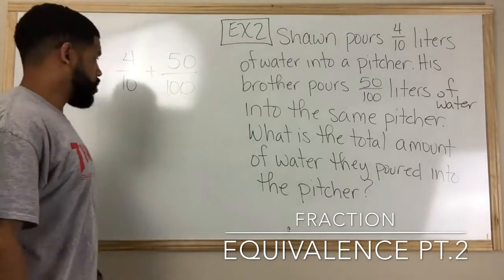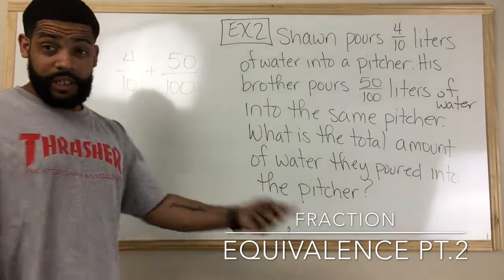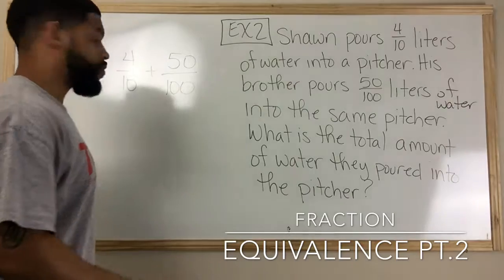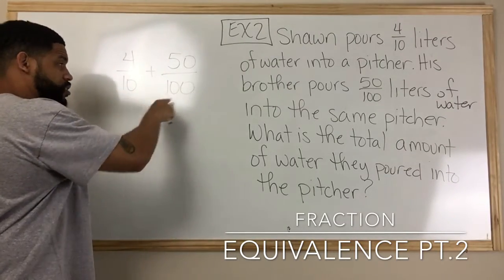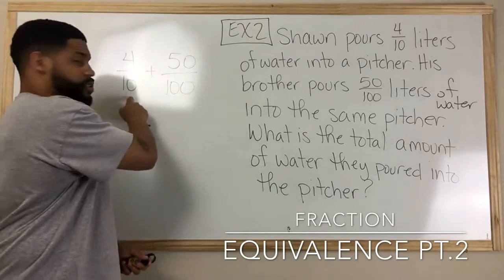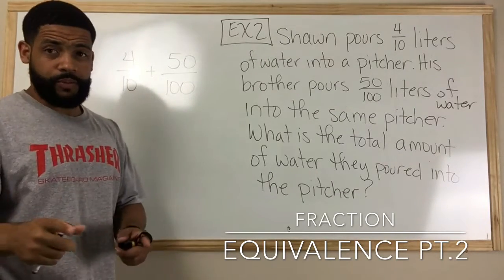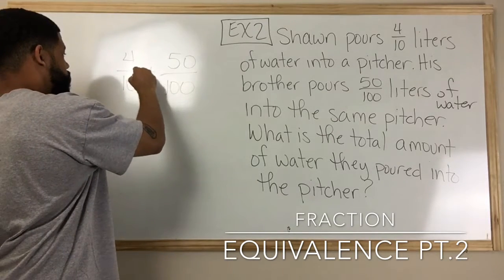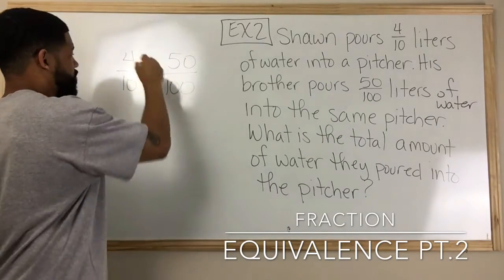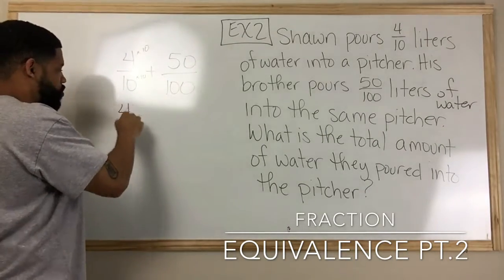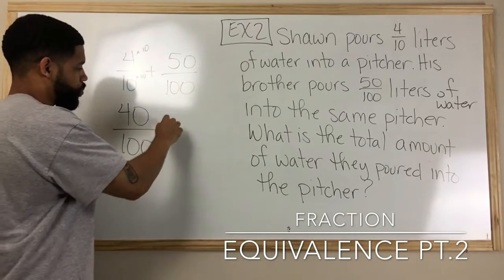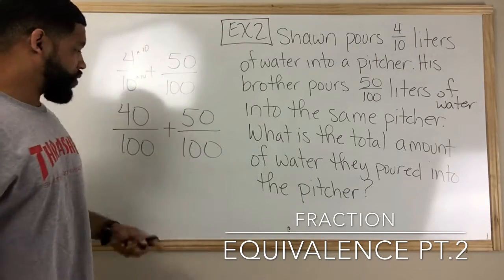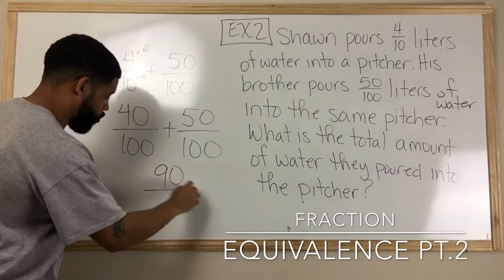So we need to actually convert this denominator of 10 to a denominator of 100. Now I'm not going to draw the visual on this one, but we know that in order to go from 10 to 100, the question I always ask is what did we do to go from 10 to 100? Okay, and if we take 10 and multiply it by 10, we get 100. So if I do 10 times 10, then I have to do 4 times 10. So that gives me 40 over 100 plus 50 over 100. And if I add 40 plus 50, I'll get 90 over 100.